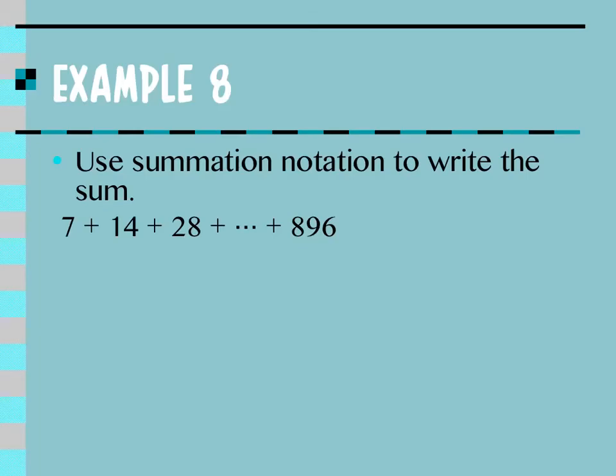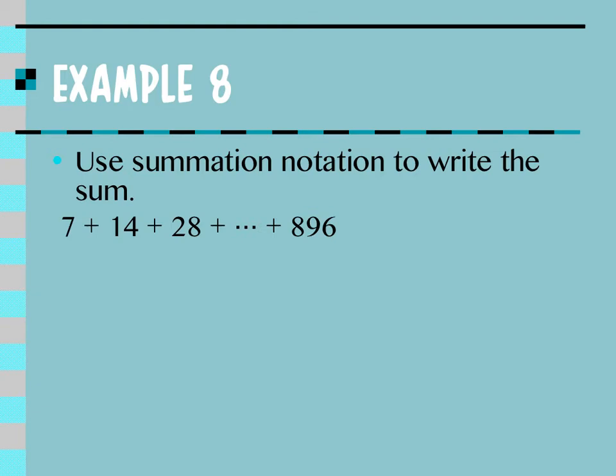All right, example 8 says use summation notation to write the sum. Okay, so we got a list. This is the same kind of question. The delivery of the information is totally different, okay? I am given something that goes from 7 to 896. I don't know how many terms are in the sequence.